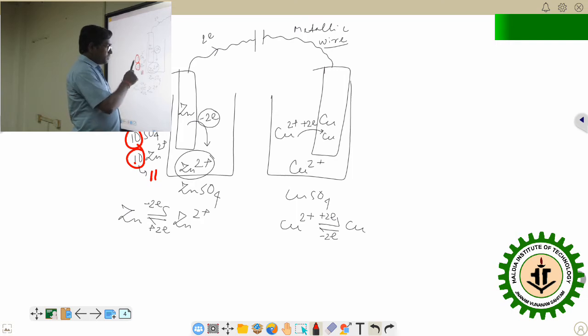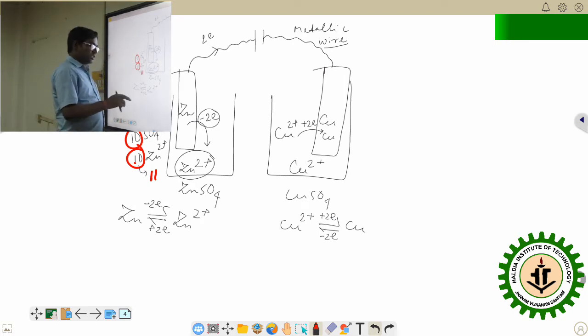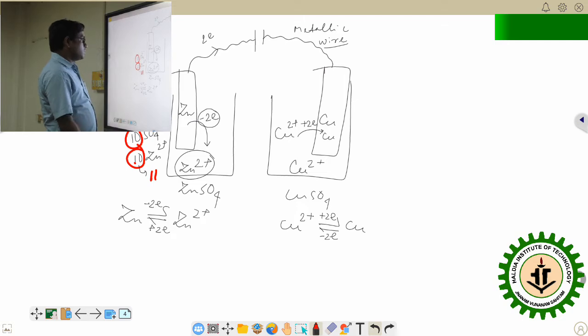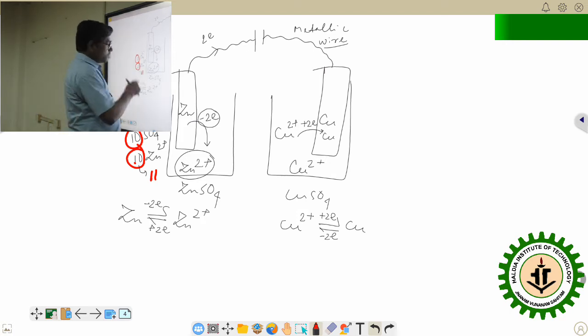But in that place, 10 sulfate ions are there. That means initially the solution was neutral, but after the passage of one Zn2+ ion into the solution, it becomes positively charged. And when the solution becomes positively charged, it will be very difficult for a second Zn2+ to come into the solution by losing another 2 electrons. Otherwise, we can say that zinc will not come as Zn2+ by losing 2 electrons, since this solution is already positively charged.